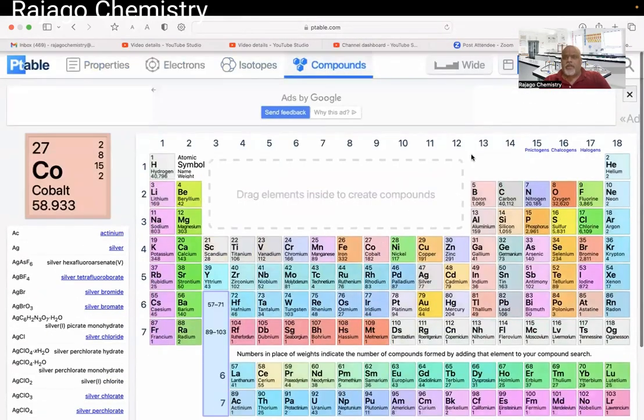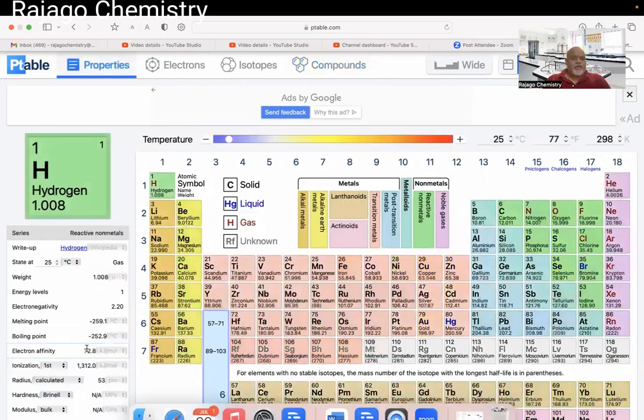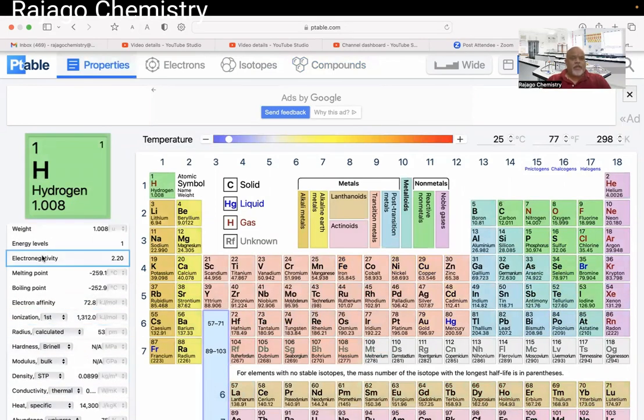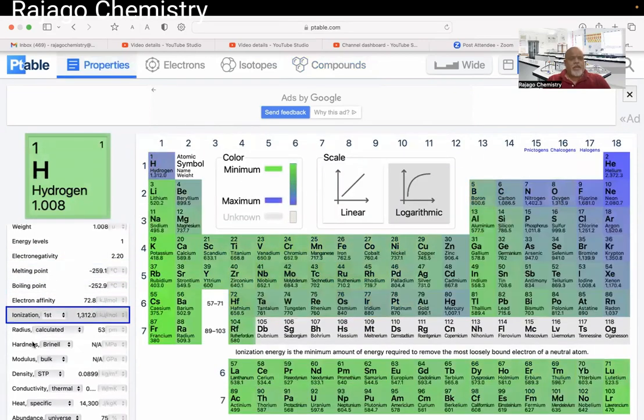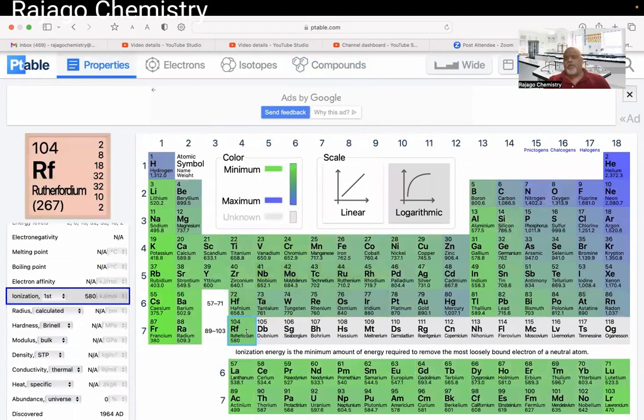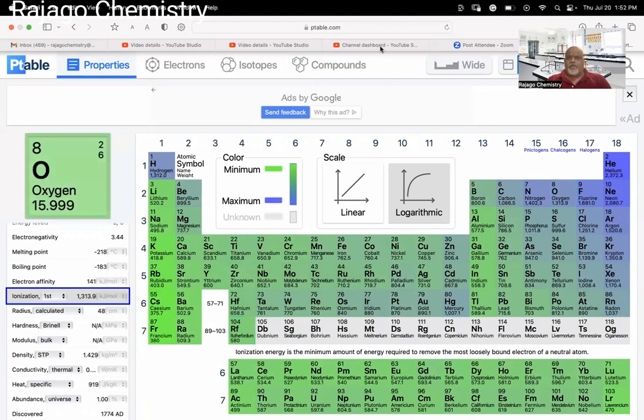So this is what I wanted to show you, to use Ptable as a resource. Not just for answering questions, but to understand how much information you have. Because when we go to the atomic properties and learn about radius, electronegativity, melting point, or ionization energy, we are going to compare the values from here and try to understand the data in a much better fashion. So this will help us.